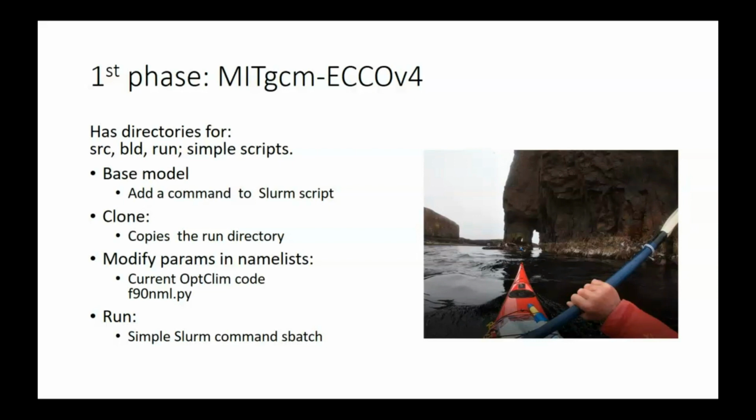Modifying parameters is simple. They're in namelists, and the current code using the Python module F90nml achieves that for us. And then the run is a simple sbatch command run from the OPTCLIM framework.